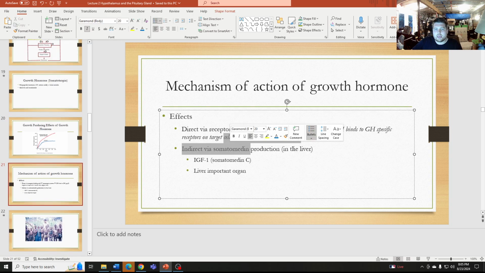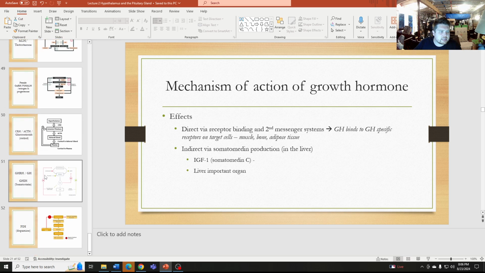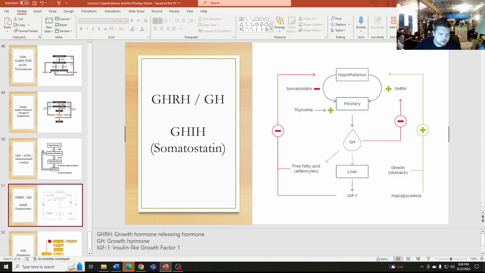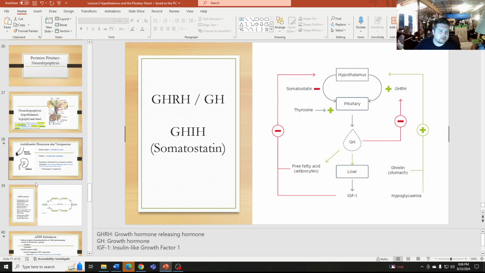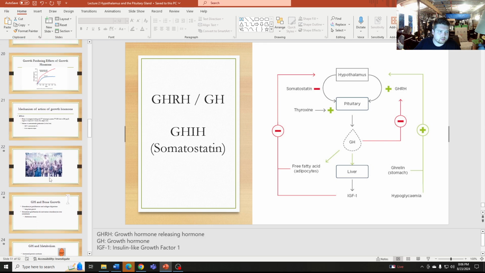Okay. But then we also have an indirect method of growth hormone activating. So indirectly, it can go and bind in the liver. And by binding in the liver, you get the production of IGF-1. I should have written it down right here. It's insulin-like growth factor 1. They call it insulin-like because the way that it binds, the way this receptor works, is similar to insulin.